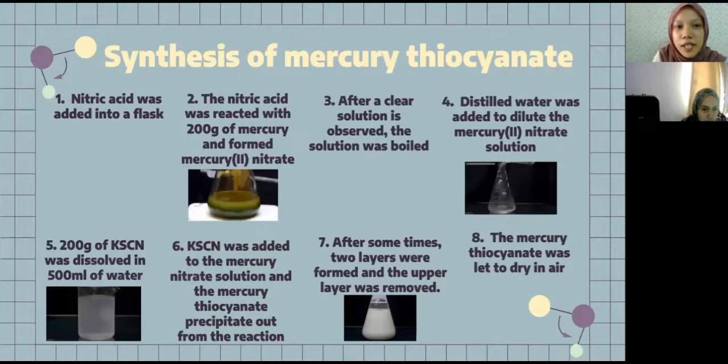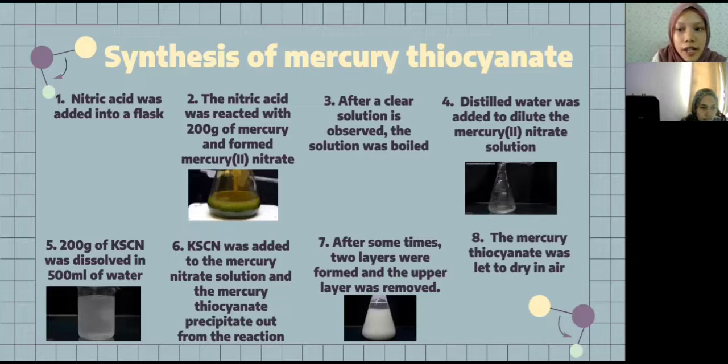Okay, first, for the synthesis of mercury thiocyanate, the first step is that nitric acid was added into a flask. And then the nitric acid reacted with 200 grams of mercury to form mercury(II) nitrate. After a clear solution was observed, the solution was boiled. And then distilled water was added to dilute the mercury(II) nitrate solution.